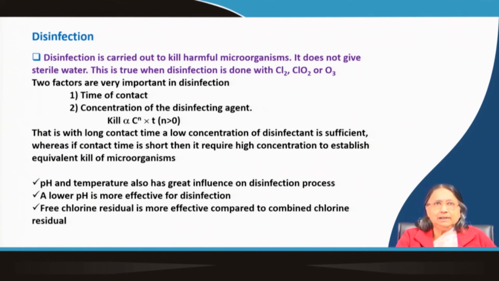So, contact time is important, and also the concentration, and kill is proportional to concentration to the power n into T. Okay. Disinfection is carried out to kill. What is the purpose? To kill the harmful microorganisms, okay, but it does not give us sterile water, which is needed for operation theatres and for other purposes. So, it is not killing all types of bacteria, it is only killing the pathogenic bacteria. This is true when disinfection is done with chlorine or chlorine dioxide. Chlorine dioxide is also another disinfectant, or ozone is another disinfectant.